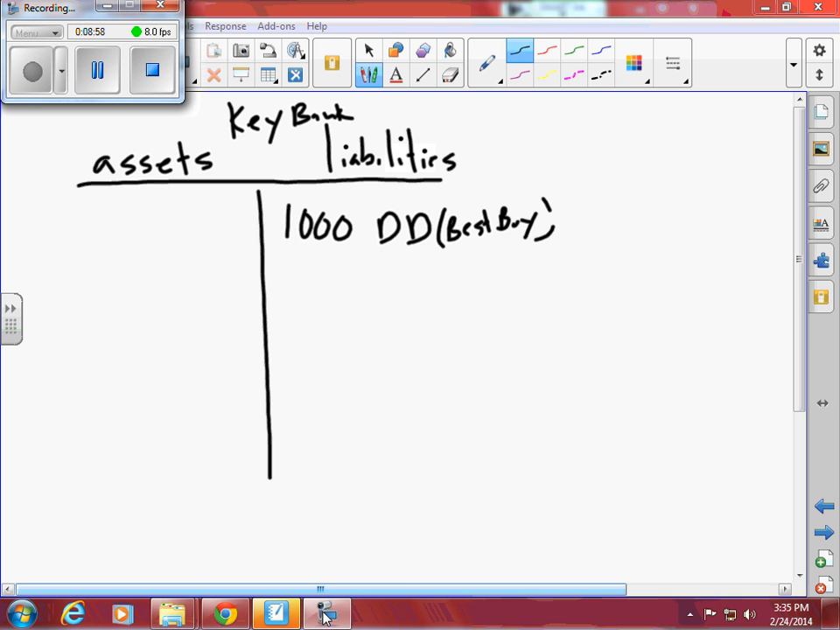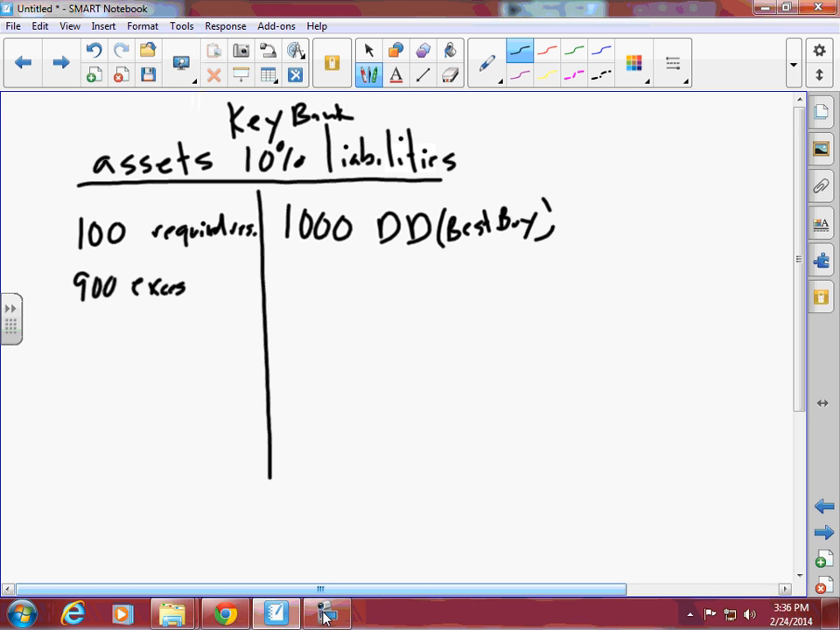So the bank has a $1,000 demand deposit. That's a liability, but that $1,000 is also an asset to the bank. And in this country, we're going to assume, unless you're told otherwise, the reserve ratio is 10%. So the Fed basically says to KeyBank, you have to keep 10% of all demand deposits in required reserves. So 100 becomes required reserves. Okay? That means they have 900 in excess reserves.